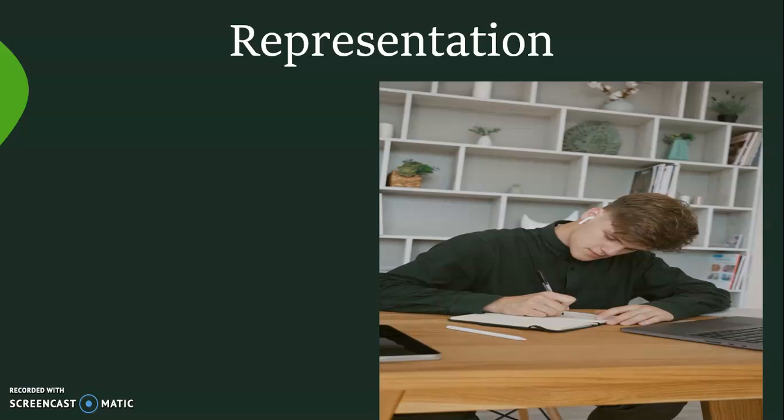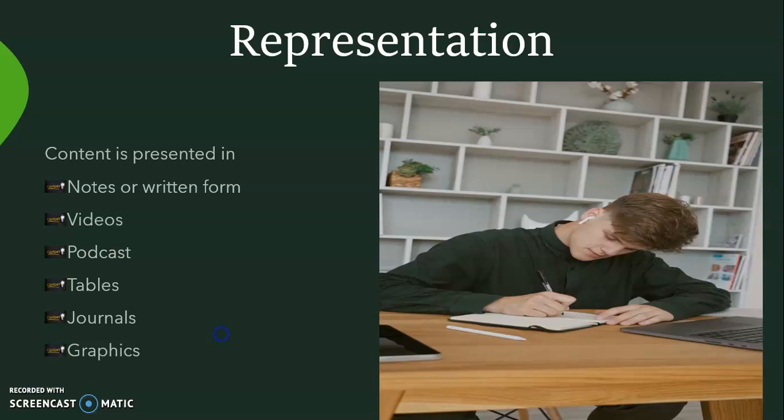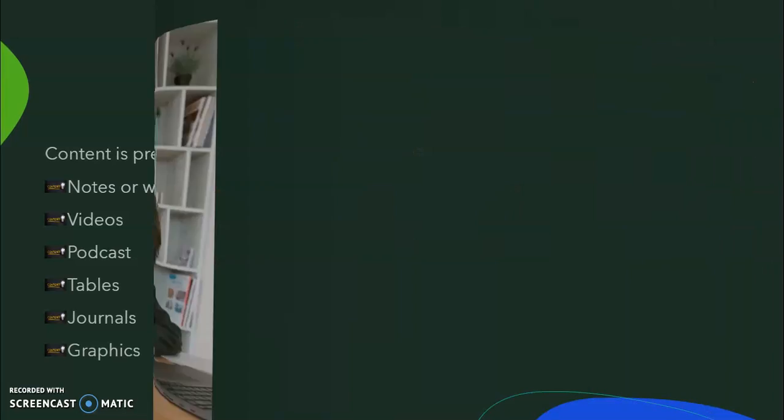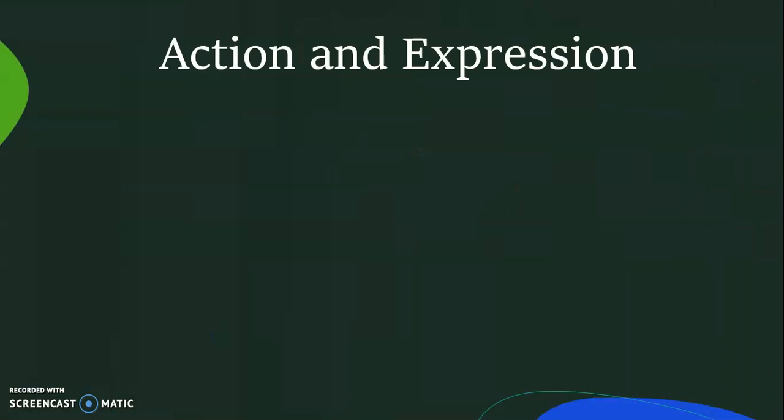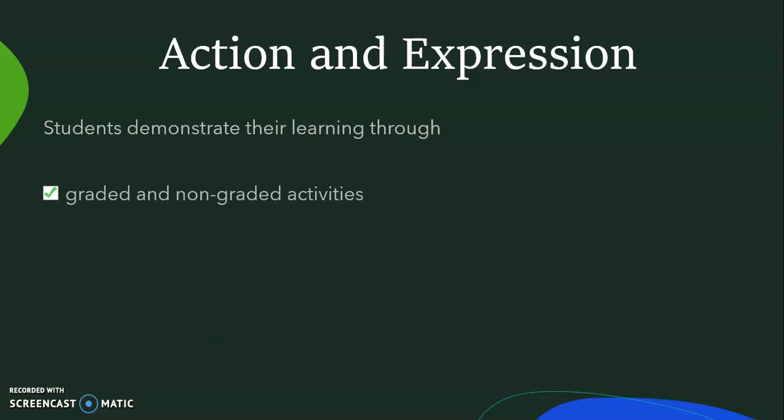Multiple means of representation. Content was presented in notes and written form, videos, podcasts, tables, journals, and graphics. Multiple means of action and expression. Now, how would students demonstrate their learning?